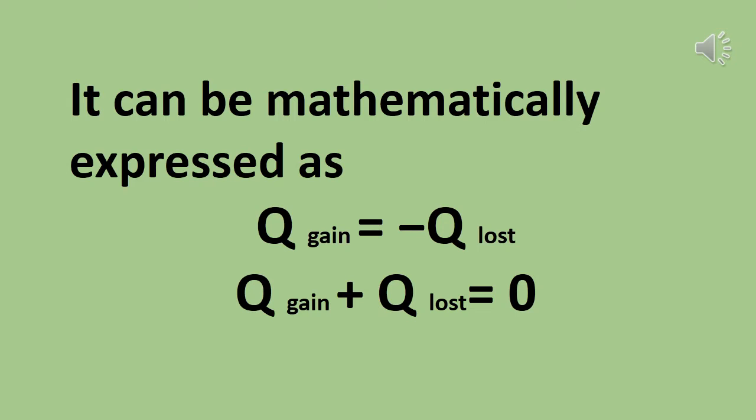The principle of calorimetry can be mathematically expressed as: the quantity of heat gained by the cold body is equal to the quantity of heat lost by the hot body. Here the negative sign shows that heat is lost by the hot body. If minus Q lost is brought to the left-hand side, the new equation becomes Q gained plus Q lost is equal to 0.